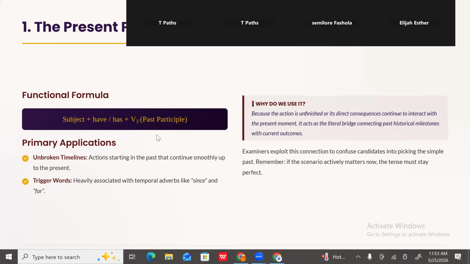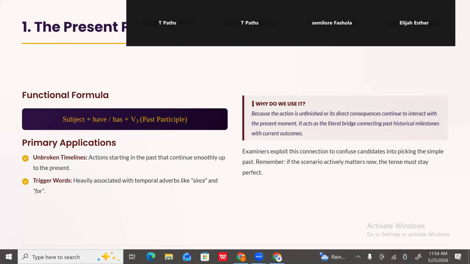So whenever you want to make a present perfect, you should have the subject. The subject could be she, he, it, us, they, we, you, plus have. So that's for the positive.